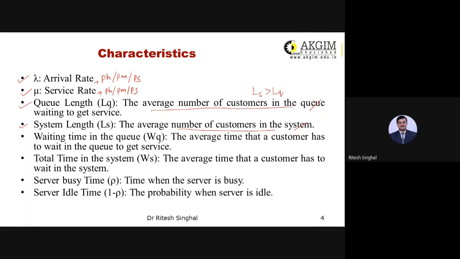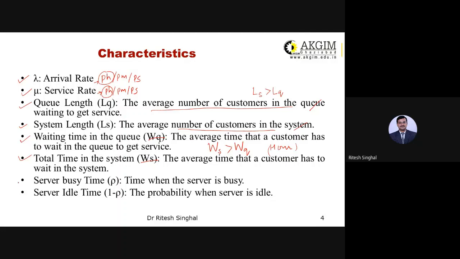Similarly, we have waiting time in the queue and waiting time in the system. Here also, since it is time, it is given either in hours, minutes, or seconds, and WS is always greater than WQ. You should remember this. And one thing also you should keep in mind: if you take the unit of arrival rate as per hour and the unit of service rate also per hour, then the unit of WS and WQ would be hours. And similarly, if you take per minute, then it will be minutes.